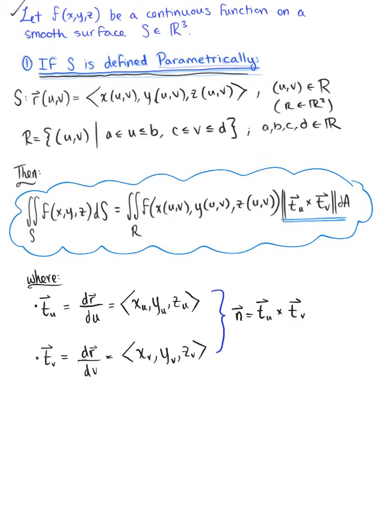And we want to note that this normal vector is non-zero. This cannot be equal to 0. So this is our definition for our surface integral, a scalar surface integral of a parametrically defined surface.